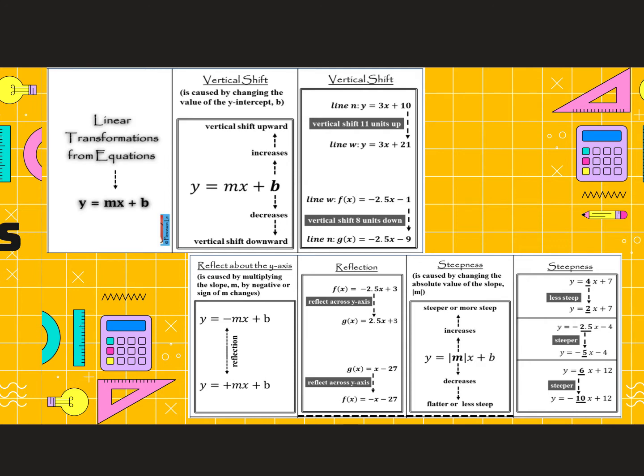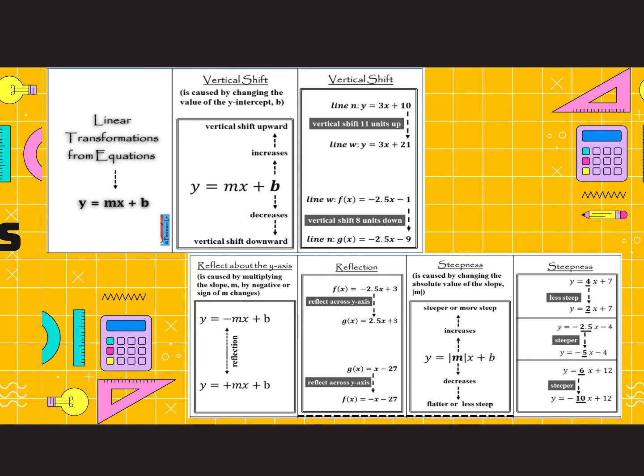So if we look here, if we start with 3x plus 10, we're shifting up 11 units. Therefore, it'll be 3x plus 21. And then looking at the next example, if we have a y-intercept of -1 and we're shifting down 8 units, we're moving our graph down 8 units, which will give us -9.